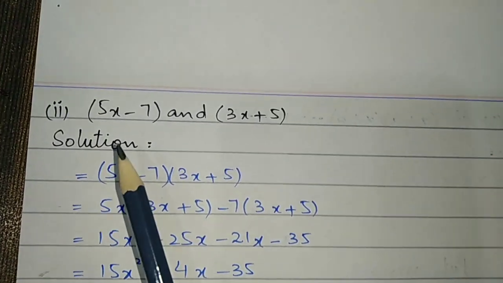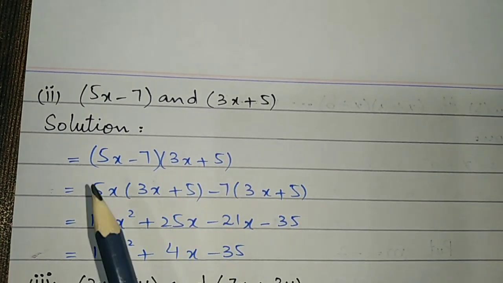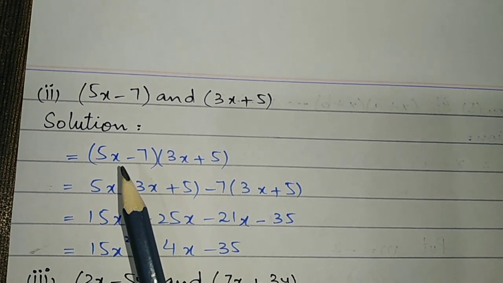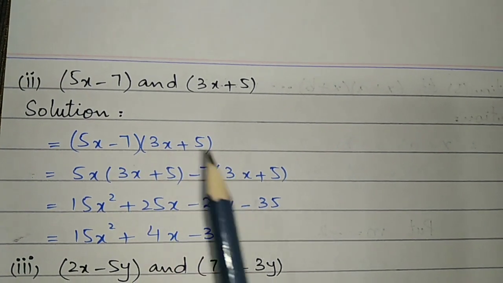Part number 2 is 5x minus 7 and 3x plus 5. So we have to find their multiplication. So 5x minus 7 times 3x plus 5. 5x is going to be multiplied with the whole bracket, that is 5x times 3x plus 5, and negative 7 times 3x plus 5.